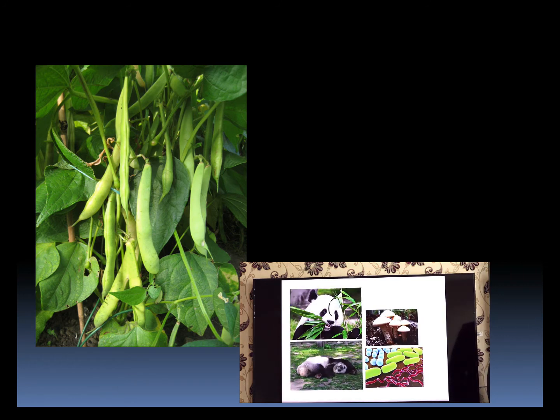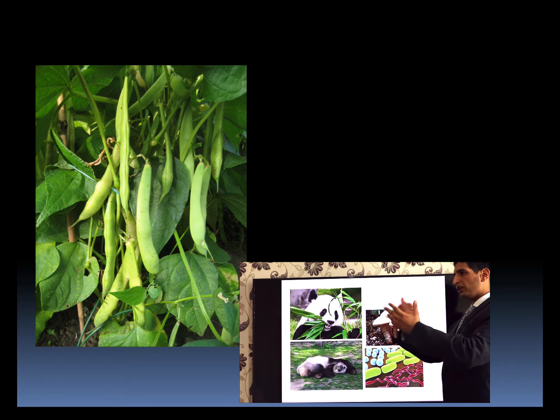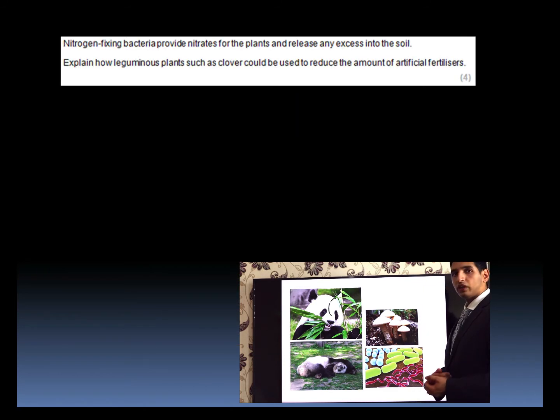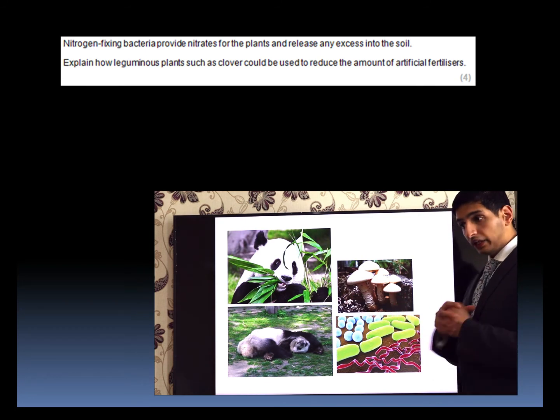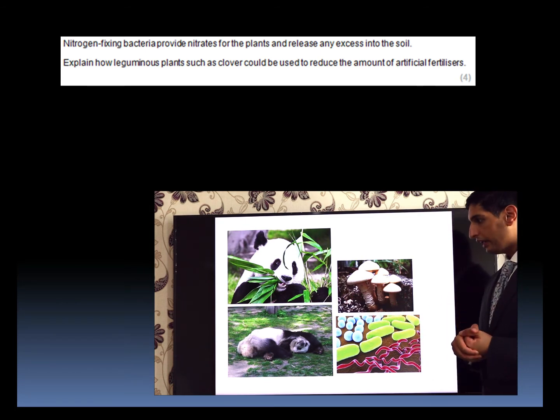Now let's have a look at the nitrogen cycle. So we start off in the air with 78% nitrogen, which couldn't really be used because it was too unreactive. Legume plants, for example, can use it because they have that special bacteria in their nodules. It will then convert it into nitrates for the plant. Now this is important. Once the plant uses it, let's say an animal comes, for example a panda, and the panda will eat the plant, okay?